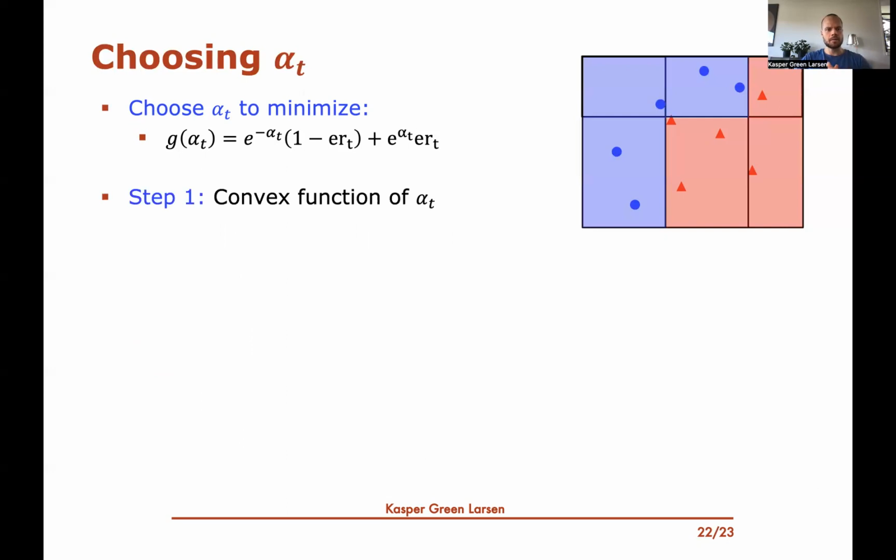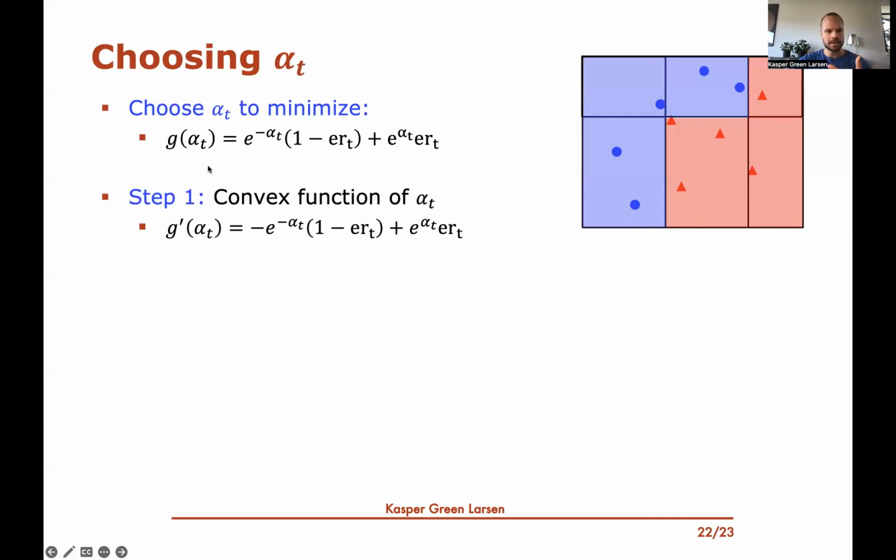One first step that is common to several of these minimization problems we've been doing before is that if we can show that this is a convex function of alpha t, then we know that we can minimize it by computing the derivative and setting it to 0. So let's first see that this is indeed a convex function of alpha t. It's a function of a single variable, so we're going to use the rule that if the second derivative is non-negative, then it's a convex function.